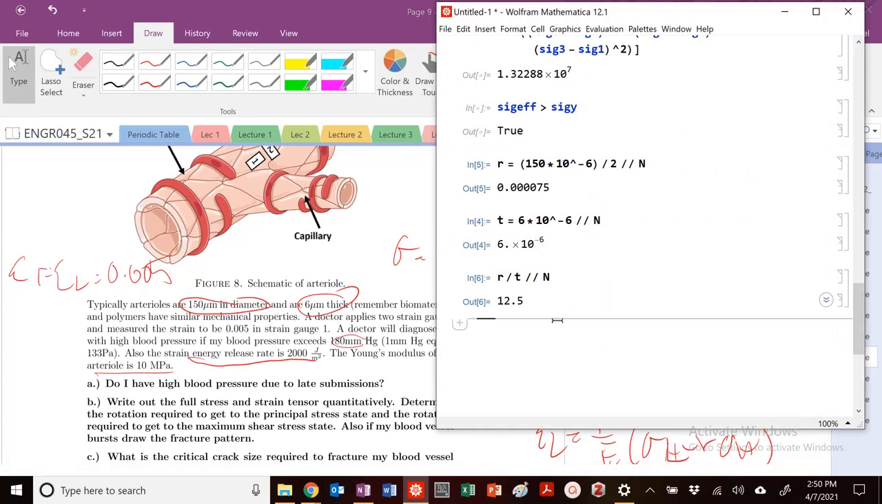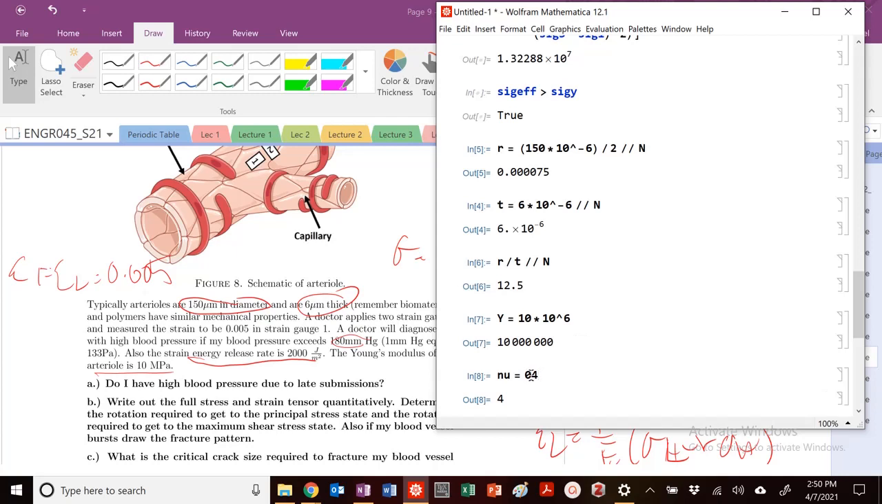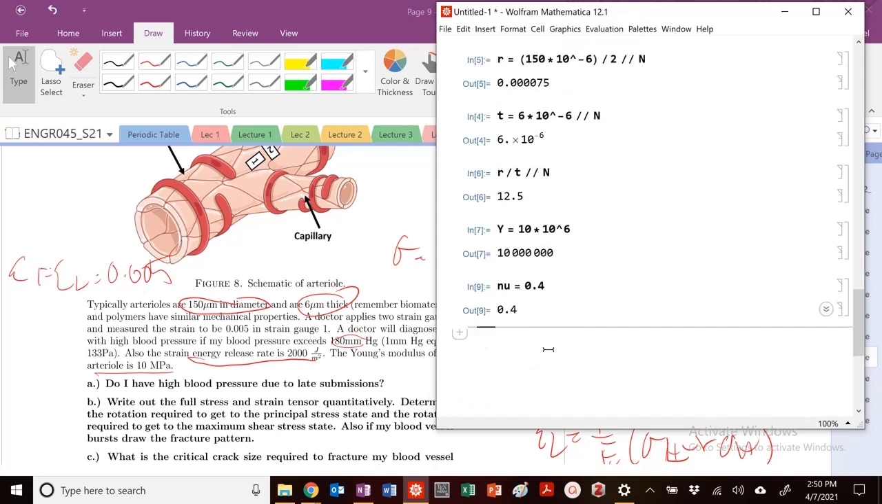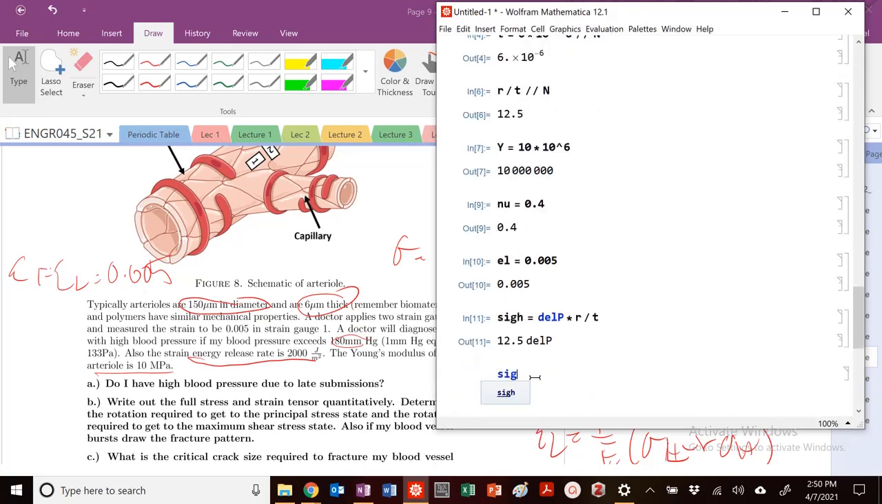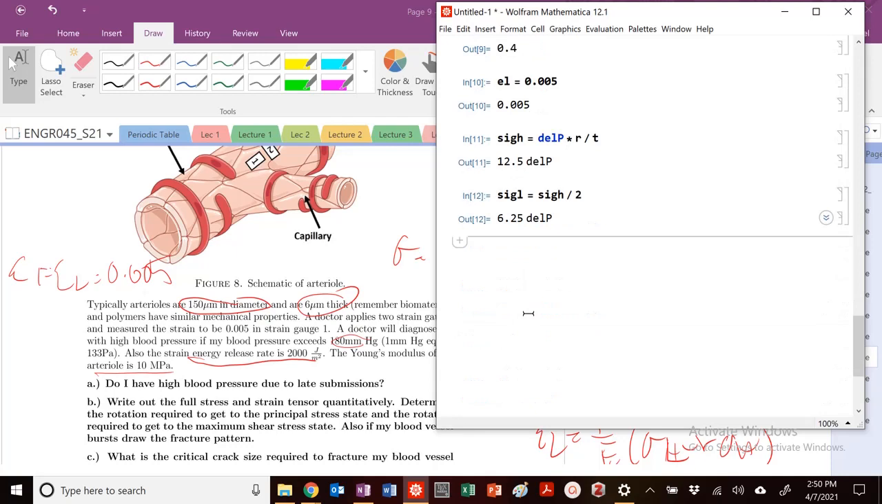So let's go ahead and define some values. So Y is equal to 10 times 10 to the 6. I also know that my nu is going to be equal to 0.4 because it's a biomaterial. Make sure to write that down here. And then I know that my epsilon L is going to be equal to 0.005. So now I need to figure out my delta P. Again, I'm going to define my sigma H as delta P times R over T. My sigma L is equal to sigma H divided by 2. And now I can go ahead and solve for the rest of these values for delta P.